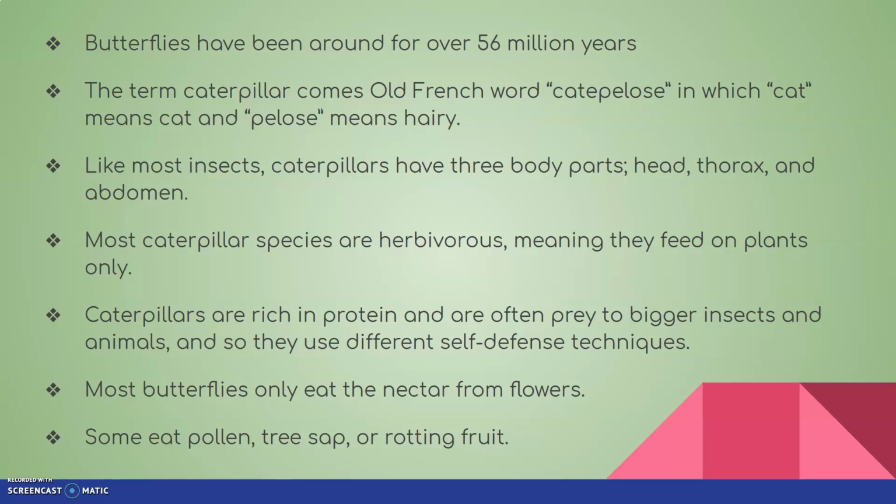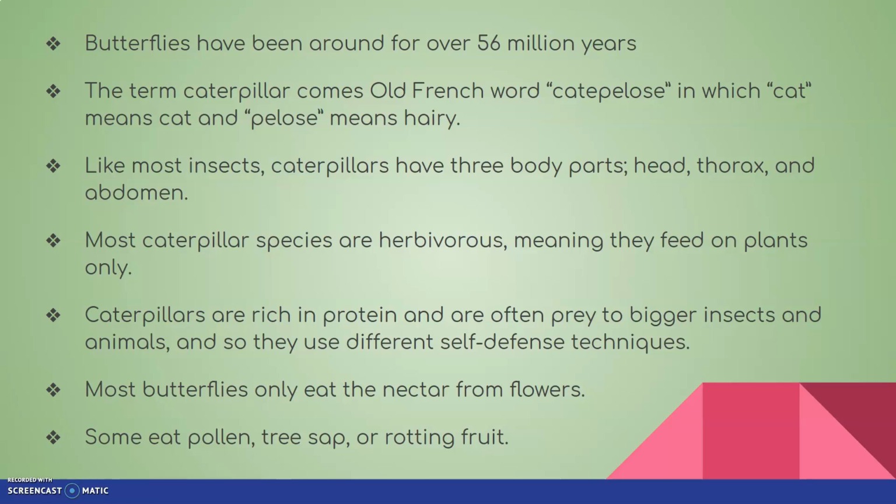Butterflies have been around for over 56 million years. That's a very long time. The term caterpillar comes from the old French word catapilus, in which cat means cat and pilus means hairy. So the original name for the caterpillar really meant hairy cat, or cat hairy. Like most insects, caterpillars have 3 body parts: the head, the thorax, and the abdomen.